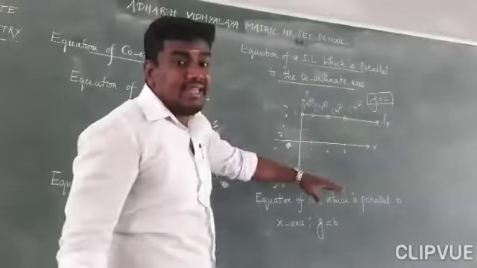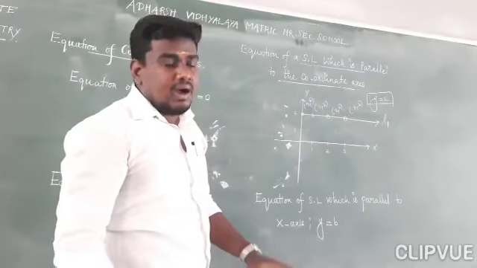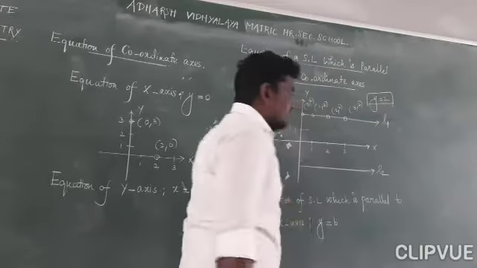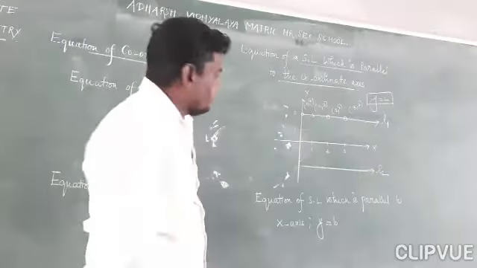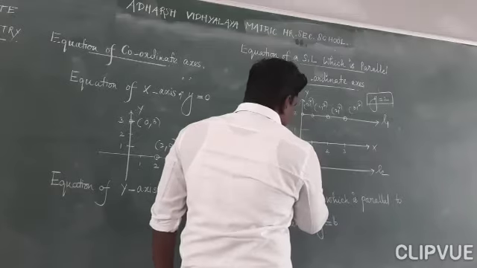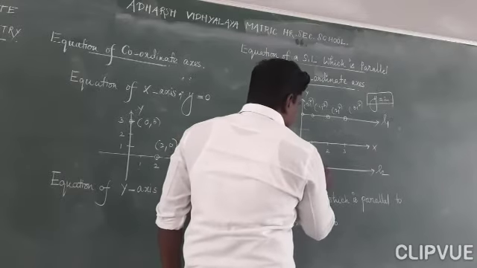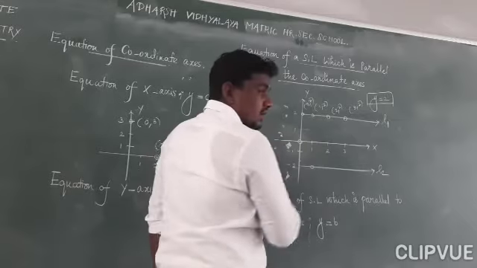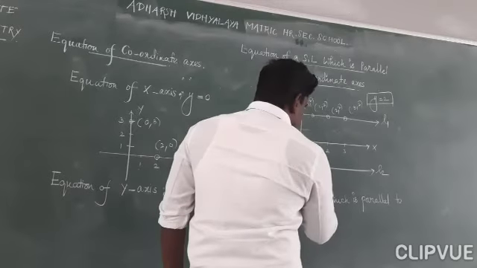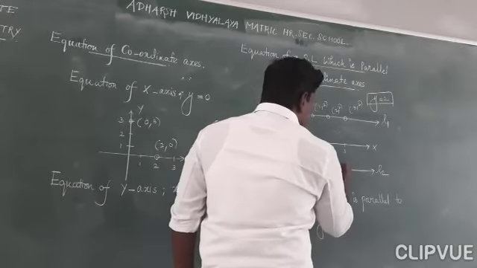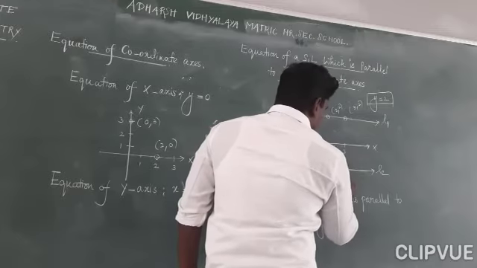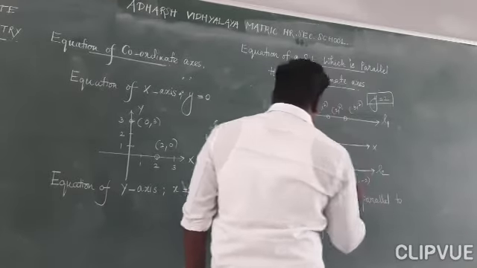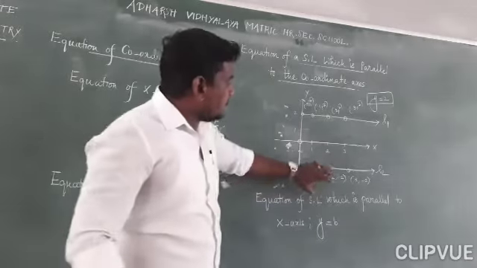If it is lying below the x-axis, how does it change? You can take one more example, straight line L2. Look at this. This is 1, this is 2. So minus 1 and minus 2. This is the origin. So this point is (1, -2). This is (2, -2), and this is (3, -2), like this. So how do they differ?